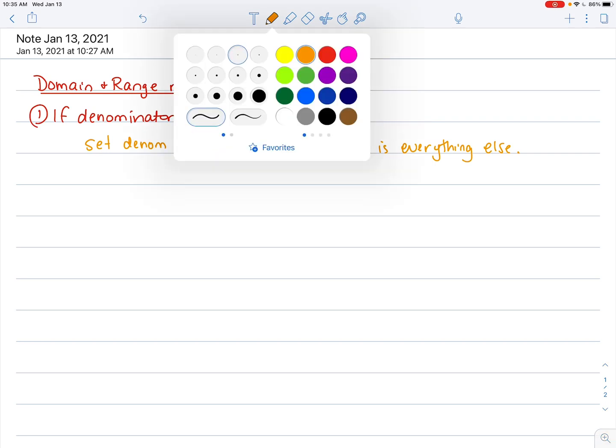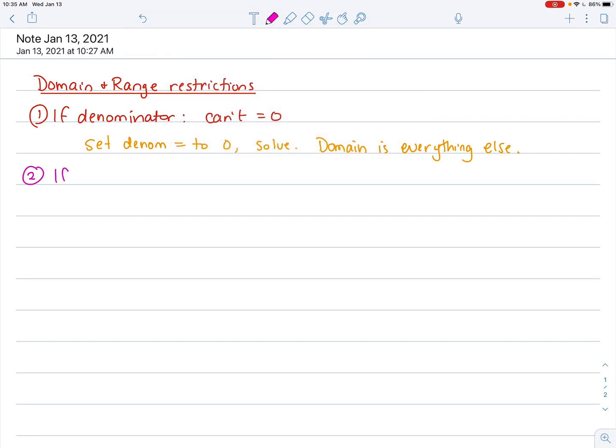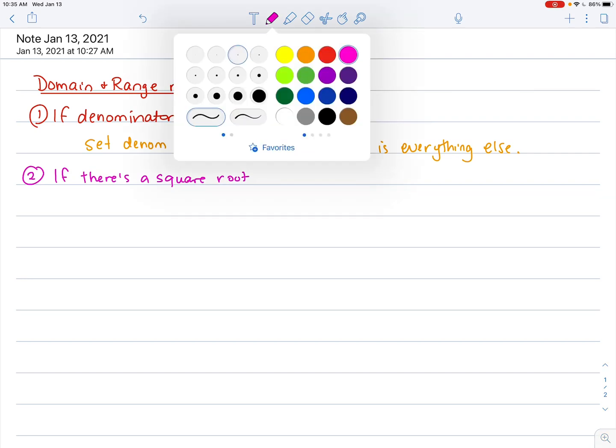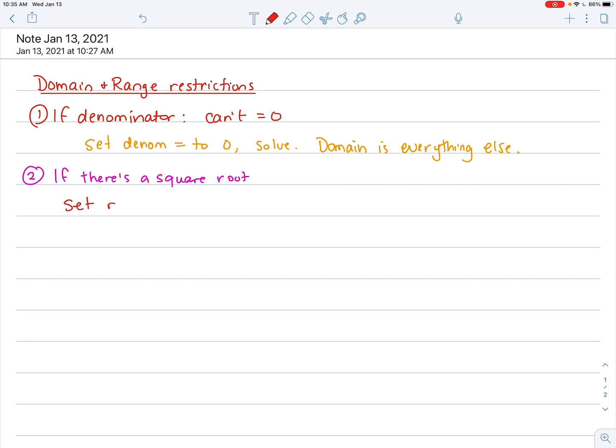Okay, the next thing that can happen is if there's a square root. If there's a square root, you take what's under the square root, the radicand, and you set it greater than or equal to 0, because the square root can't be negative, and solve. And then that is the domain. I'll show you an example of that also.